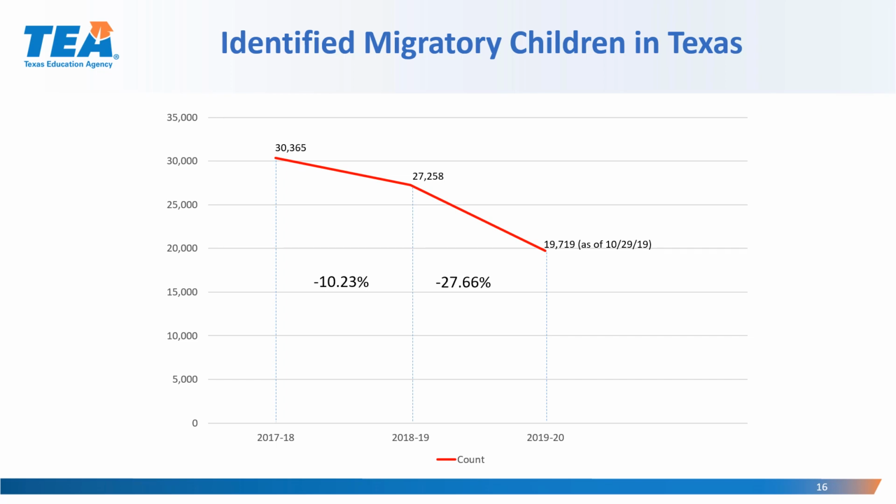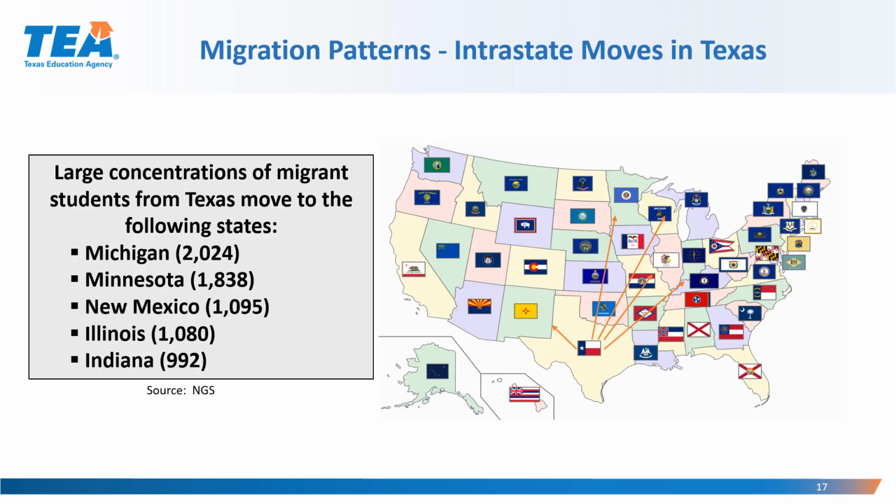Migration patterns. Texas is one of the top sending states. Our families mostly concentrate along the central agricultural stream, which includes the states of Michigan, Minnesota, Illinois, and Indiana, among others. Texas migrant families also travel largely to New Mexico.